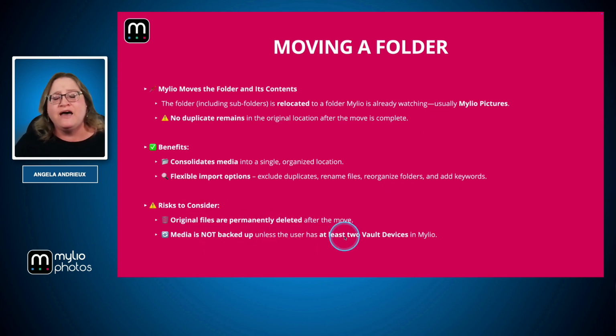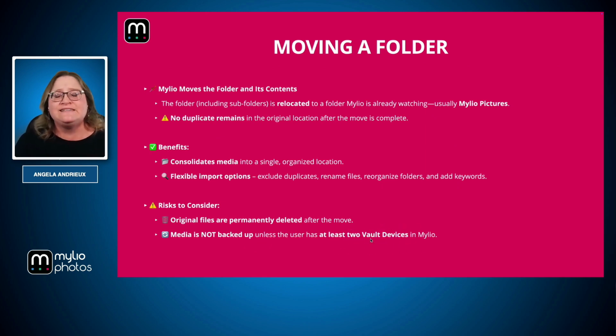And unless you have 2 Vault devices already set up with Mylio Photos for backing up and protecting your stuff, your media is not backed up. So by copying, you actually are creating another copy. So if something happens to one device or the other, you have now another copy. If you choose move, you don't have another backup unless you already have vaults set up with Mylio Photos.